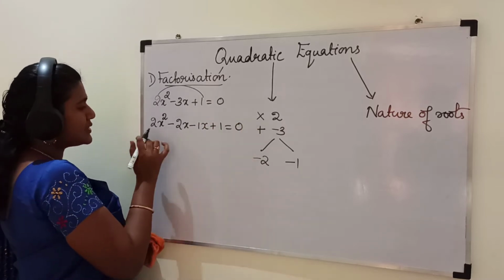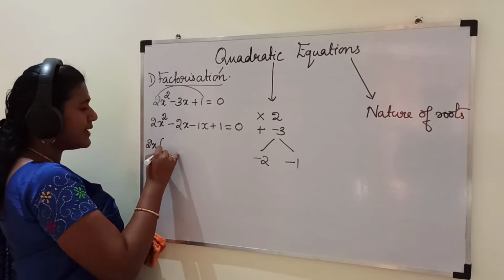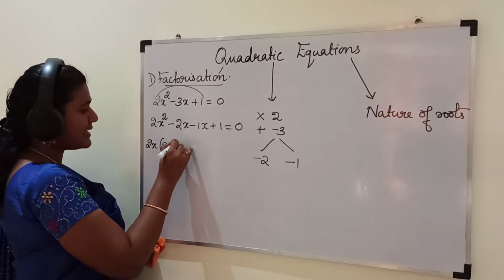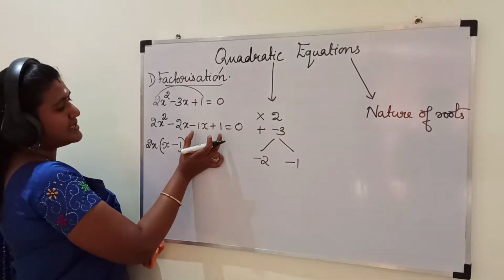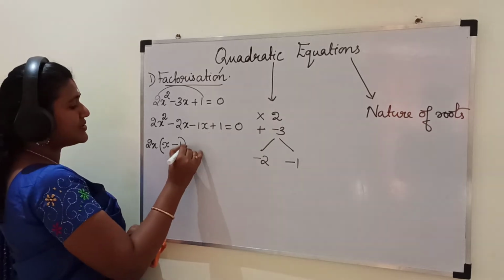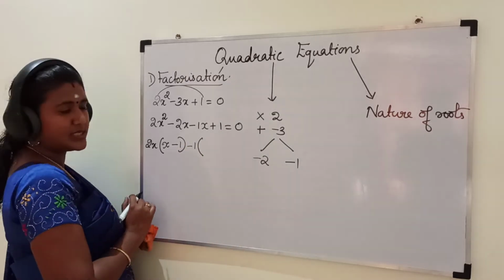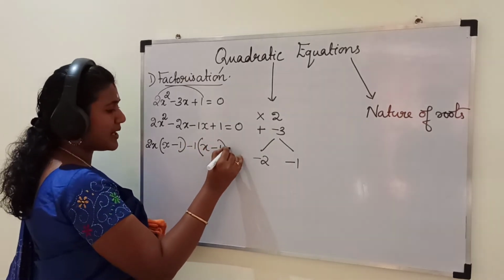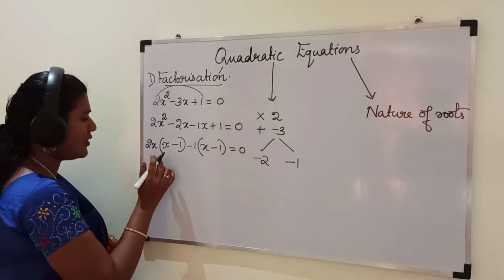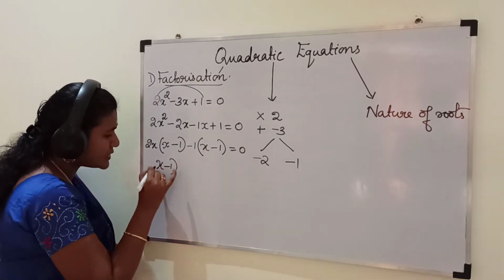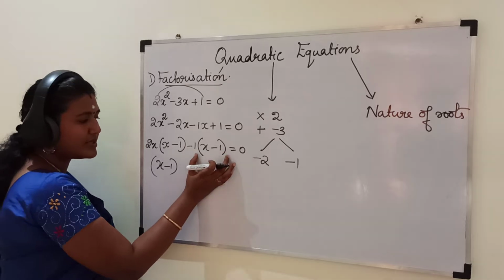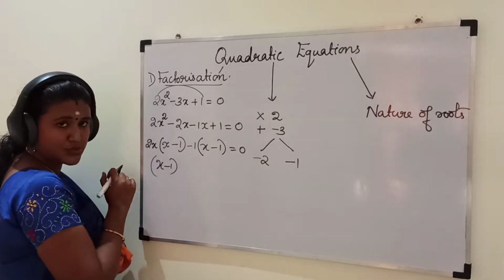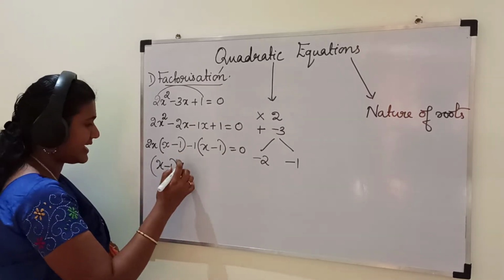Now from the first two terms we can take 2x common. So we will get x minus 1. The same way the next two terms we can take minus 1 outside. So you will get x minus 1 equal to 0. Now this x minus 1 is the common factor of these two terms. So x minus 1 we will take outside.